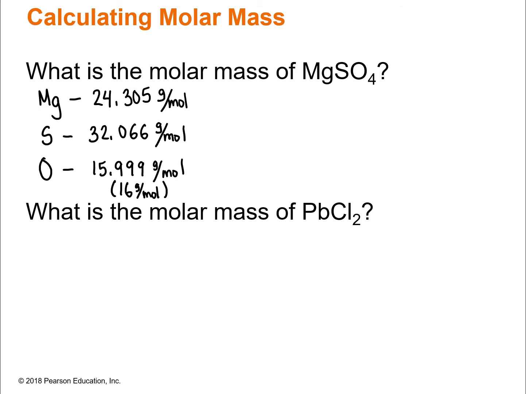So we're not done yet. We don't have the molar mass of magnesium sulfate. We just know the molar mass of each of the individual elements. Now we need to take into account how many of each element we have in this compound. We've only got 1 magnesium, 1 sulfur, but that subscript 4 tells us that we have 4 oxygens. So we have to multiply the molar mass of oxygen by 4 to get that. And you add all of these up.